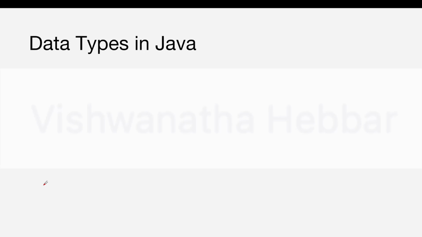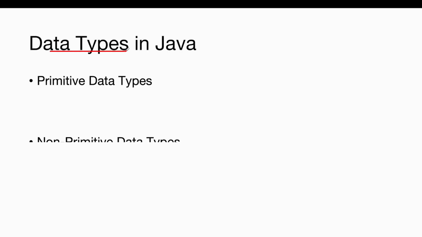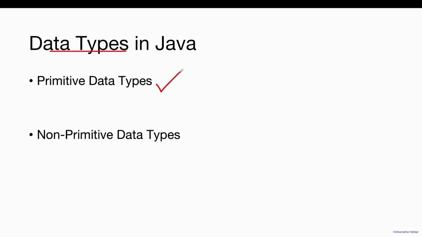Hello, welcome. In this lecture, let us discuss data types in Java. Java basically has two different types of data types. One is primitive data types. Another one is non-primitive data types. We will mainly focus on the primitive data types in this lecture. As we move forward in the course, we will also be discussing various non-primitive data types.